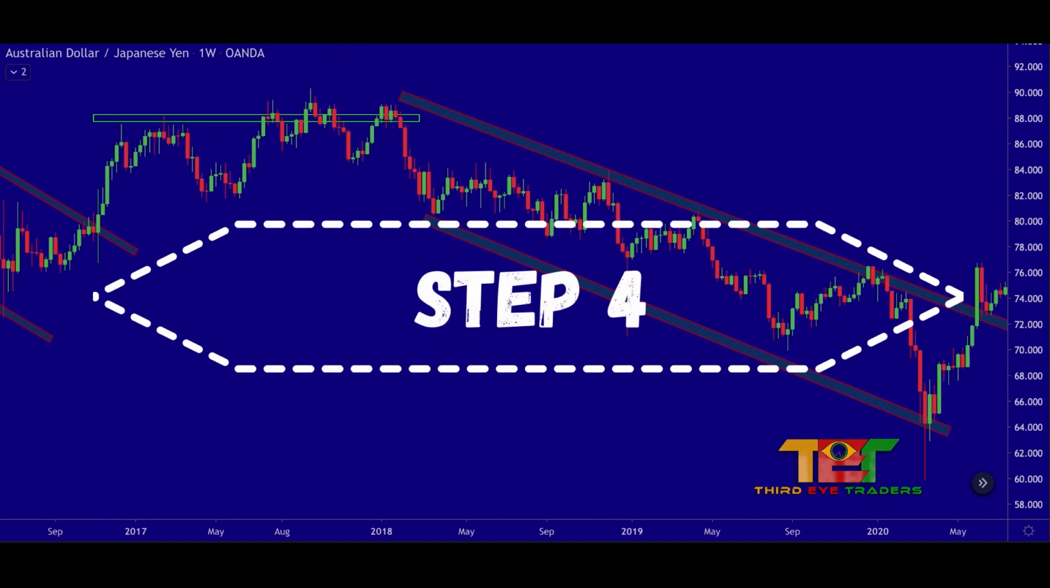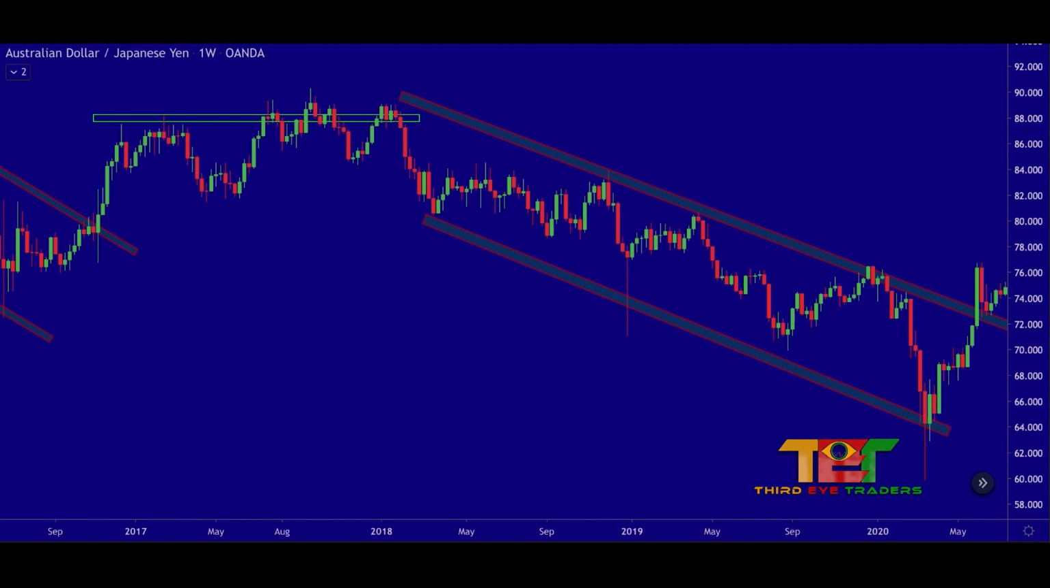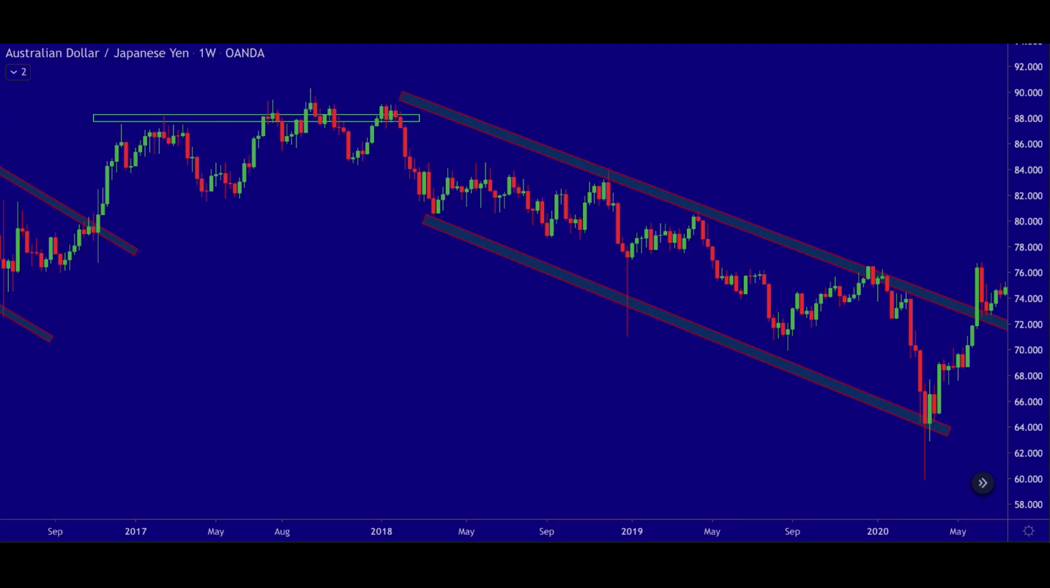Step number 4. Price action gives us an end of trend variation. Step number 5, lights out. Now that we have placed a successful entry, you just manage the trade.